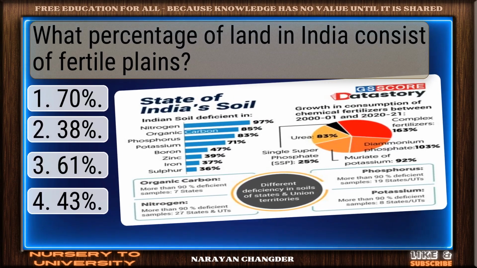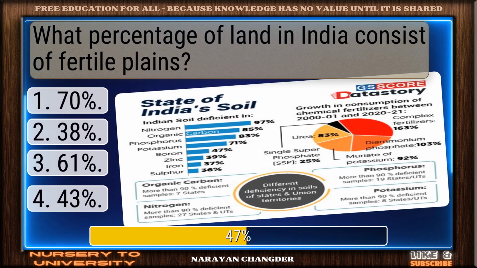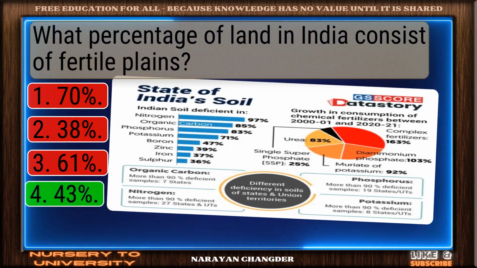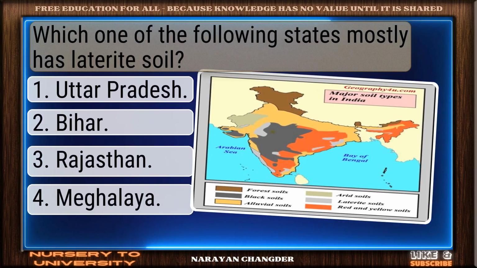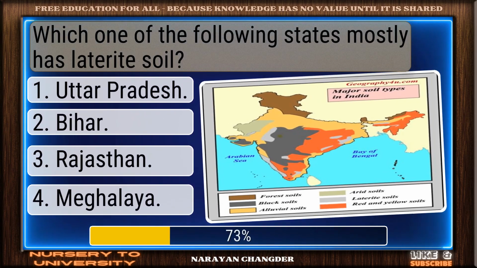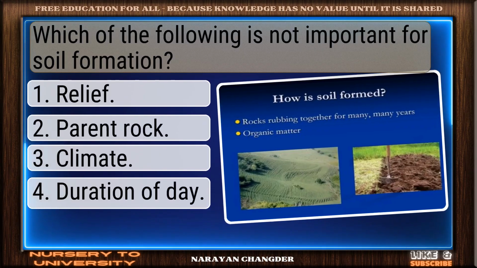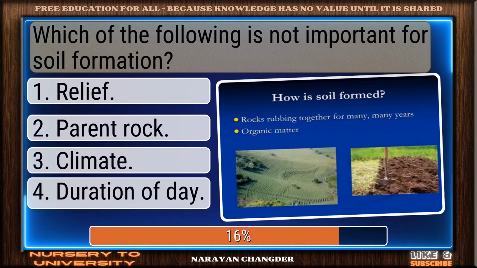What percentage of land in India consists of fertile plains? Excellent choice. 43% is right. Which one of the following states mostly has laterite soil? Clear logic. Meghalaya is sound. Which of the following is not important for soil formation?